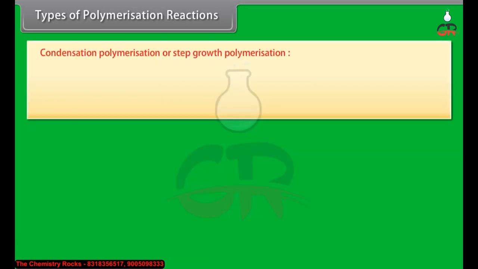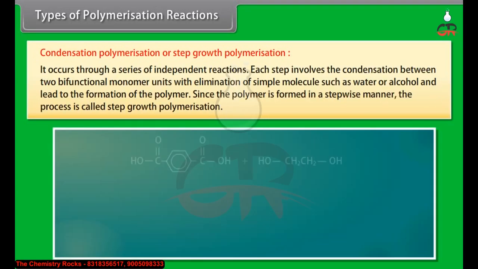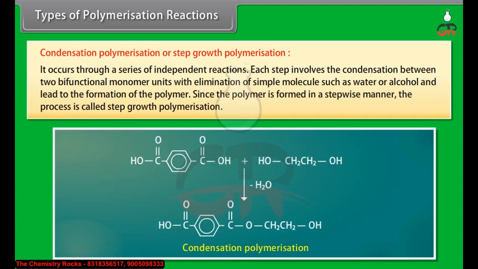Condensation polymerization, or step growth polymerization. It occurs through a series of independent reactions. Each step involves the condensation between two bifunctional monomer units with elimination of a simple molecule such as water or alcohol, and leads to the formation of the polymer. Since the polymer is formed in a stepwise manner, the process is called step growth polymerization.